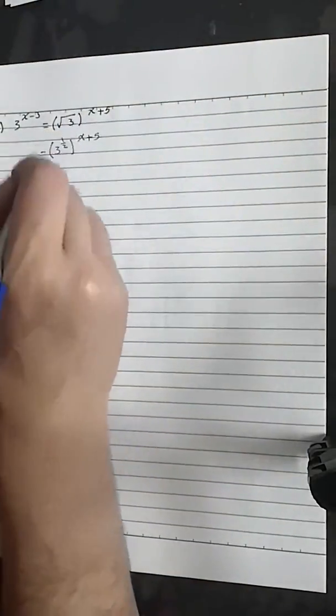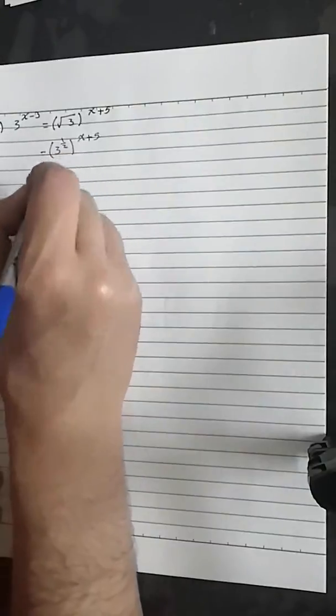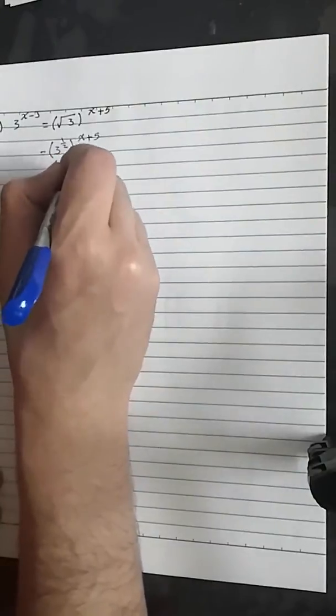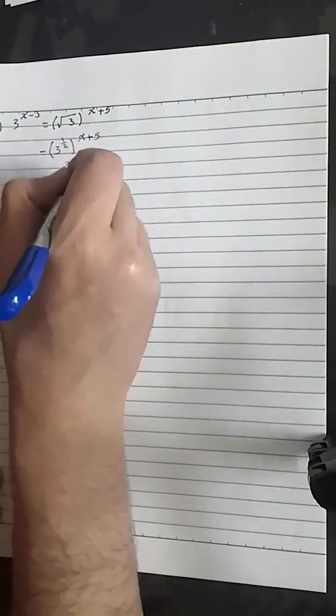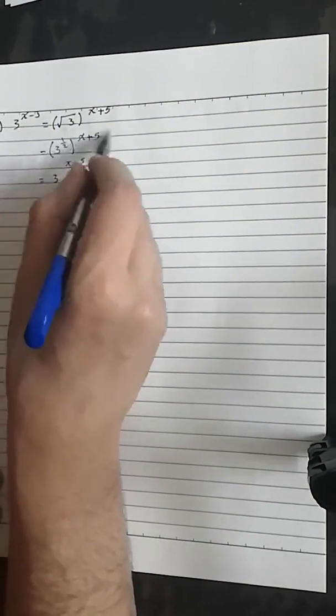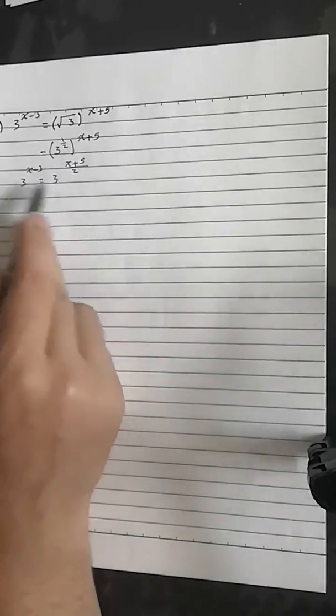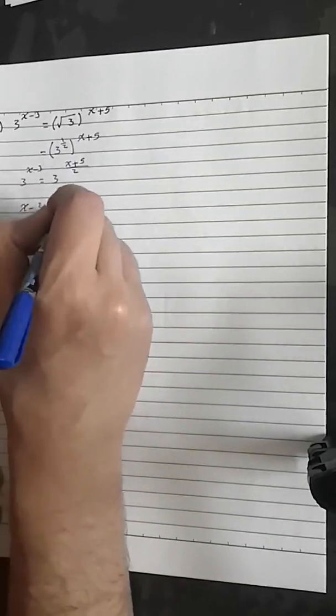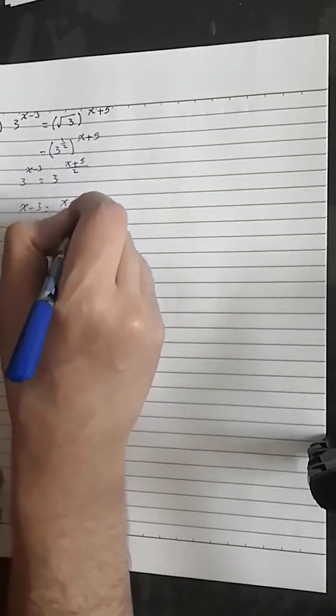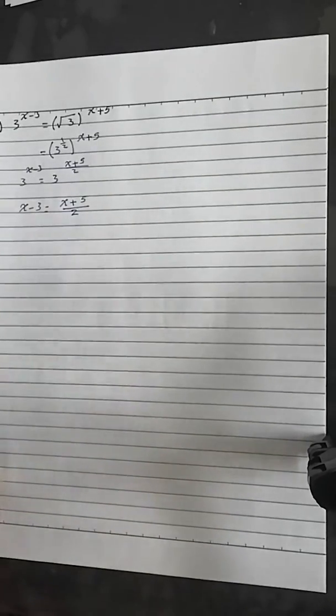So it will be 3 to the power of x plus 5 over 2, as we multiply half with x plus 5. Equals in here 3 to the power of x minus 3. If the bases are equal, then the powers are equal. Then x minus 3 equals x plus 5 over 2.